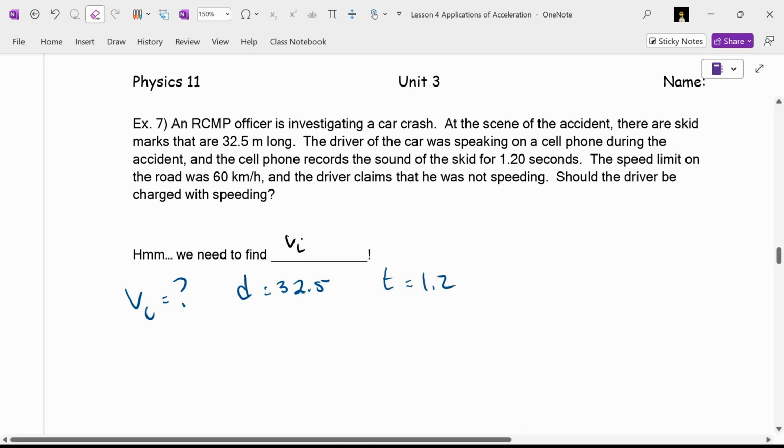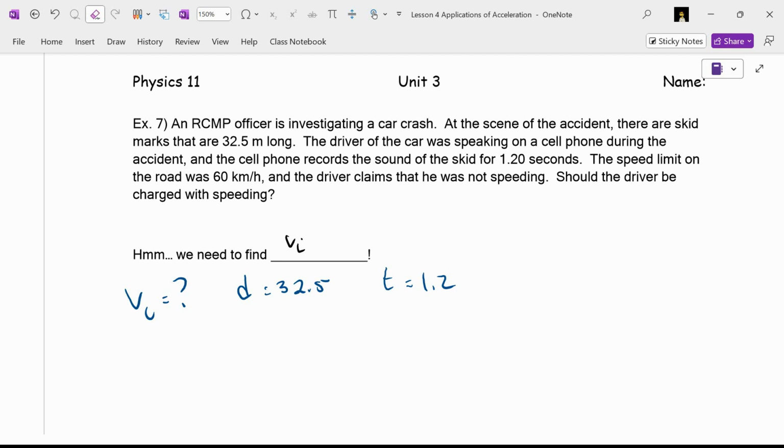I don't think the 60 is part of the question. I think when I find VI, I'm going to ask, is it bigger or smaller than 60? But I've got a problem. I only have two things. So here's something I'm going to ask you, and I'm not going to repeat myself. You'll have to remember this. It's kind of Captain Obvious.